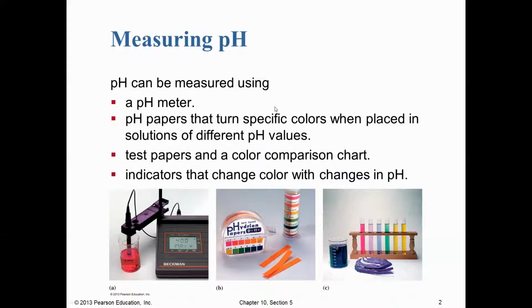So how do we measure pH? Well, there's a couple ways of doing it. We can use a pH meter to test the pH, or we can use pH strips. These are going to change color, and the color is going to vary depending on the pH of the solution we dip them in.